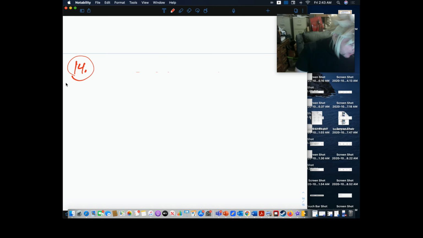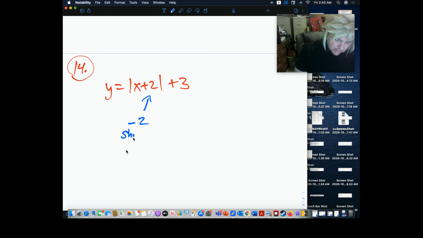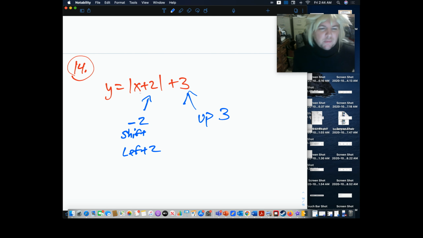So 14, we got y equals absolute value of x plus 2, plus 3. So what's that plus 2 going to do? Well, we know it's related to x, so it's got to be the opposite. Negative 2 shift, a fancy way of saying left 2. What's this plus 3 doing? Exactly what you think. Up 3. All right. I'm hoping this is starting to really click.